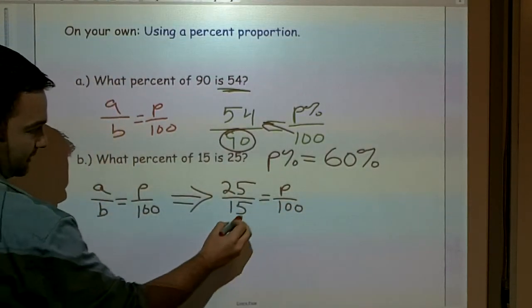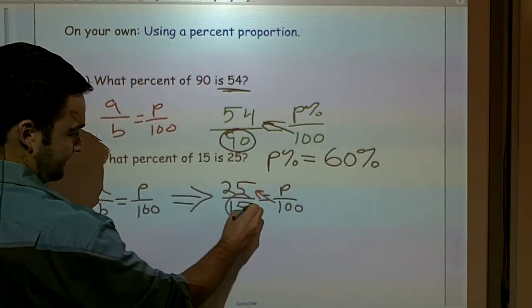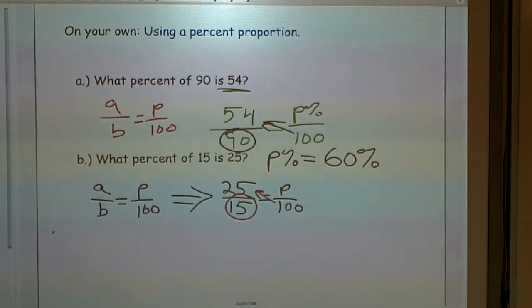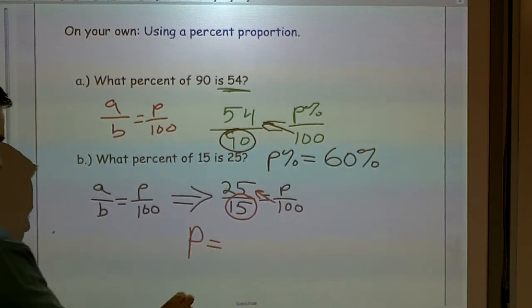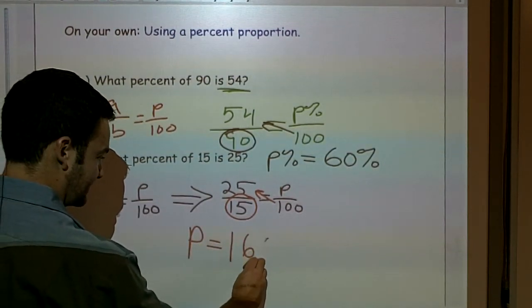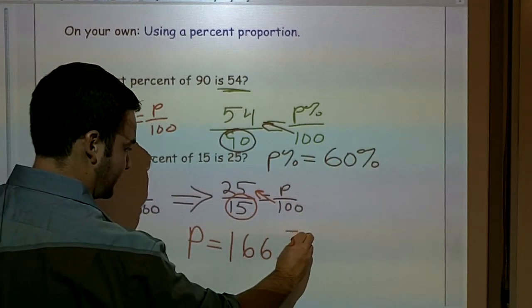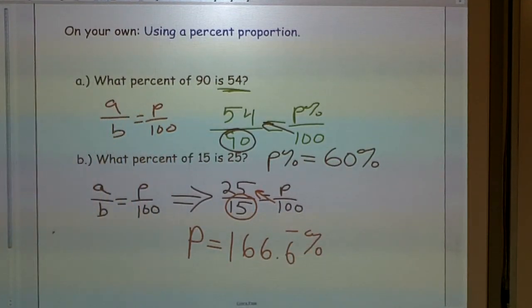And from there, cross multiply here and divide by 15. 25 times 100 should get you to 2,500. Divide that by 15, and P is actually going to be right around 166.6 repeating percent. Notice it's bigger than 100, that's okay. Sometimes it's bigger than 100%.